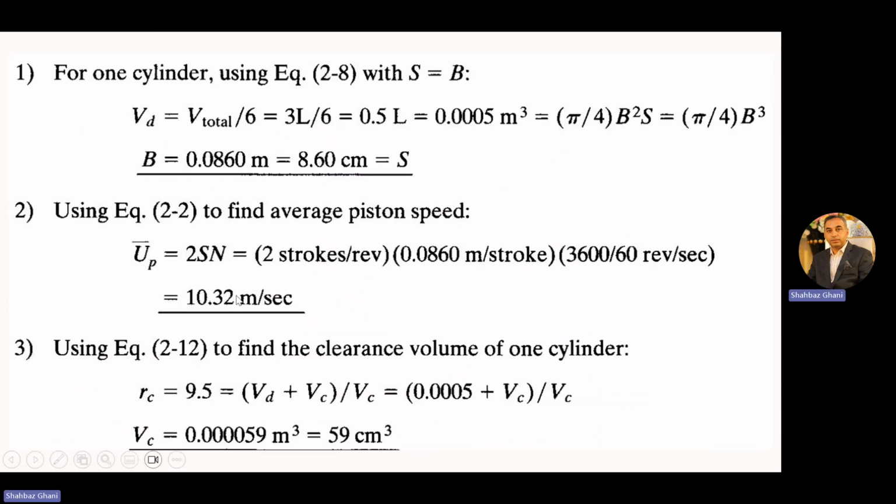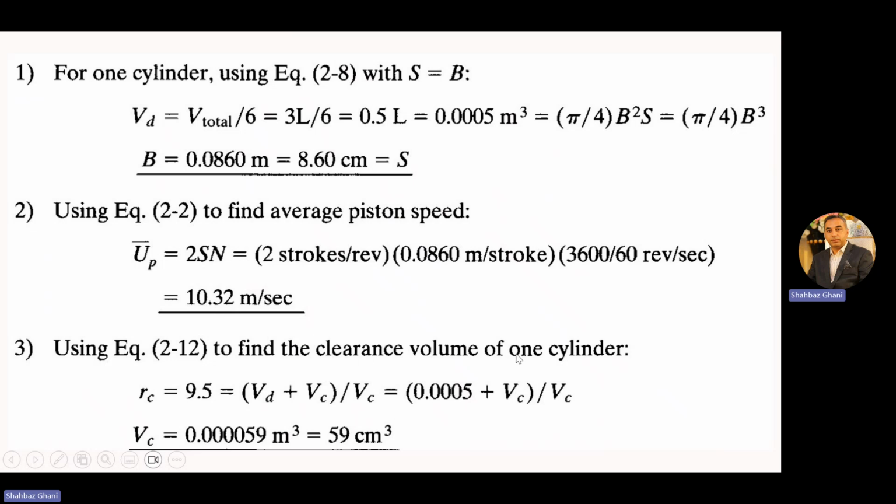Now, we get 10 to 10.32 meters per second, which is in our range of 5 to 15 meters per second. Now, we have found out the bore, we have found out the stroke, we have found out the average piston speed.